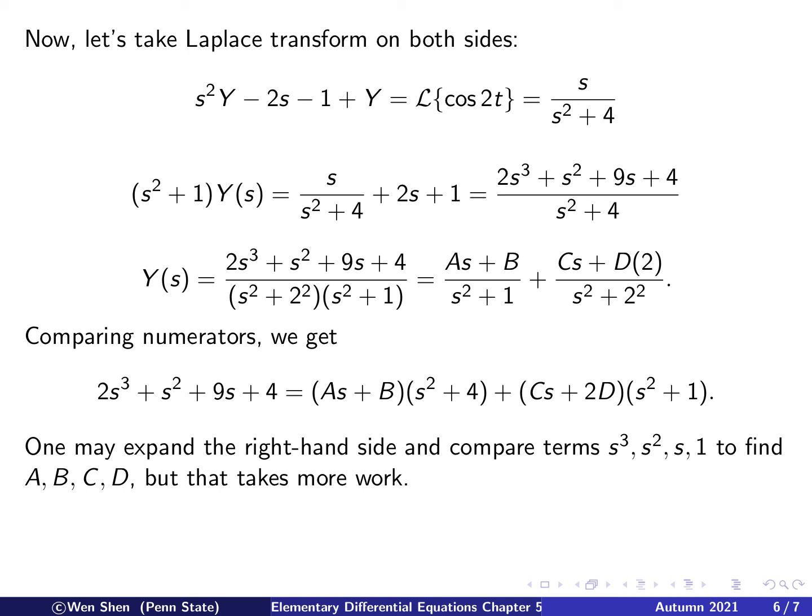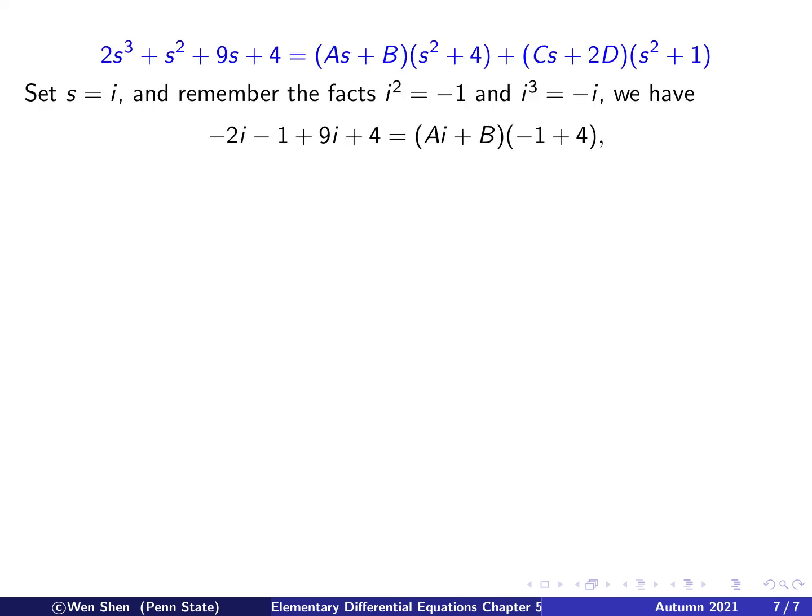So what will be the new idea here? Now we see that these terms here will be non-zero for any real values of s, but we can put s to be a complex number, a pure imaginary number, and with a suitable choice, then this term or this term might become 0. So let's try that idea. Okay, so let's set s to be i.